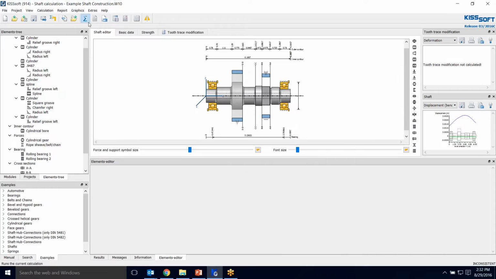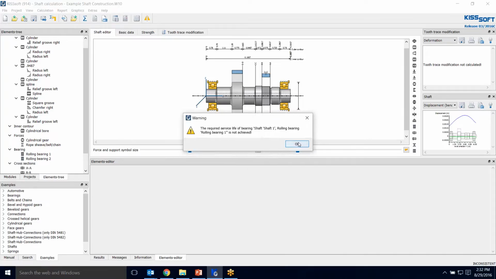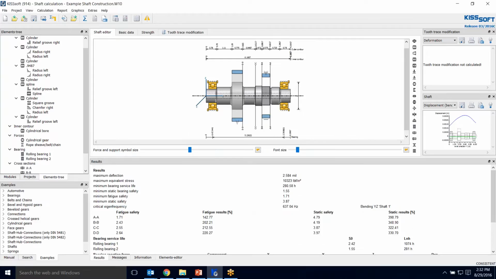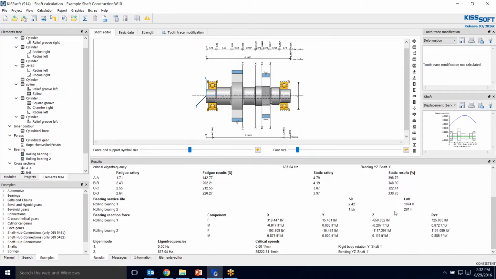Now when we run our calculation, we have 6205 bearings there. It's telling us that the bearings aren't going to live, and it's calculating that square groove based on that reference diameter, which was fine. And we see that our bearing life is not very good in our results.